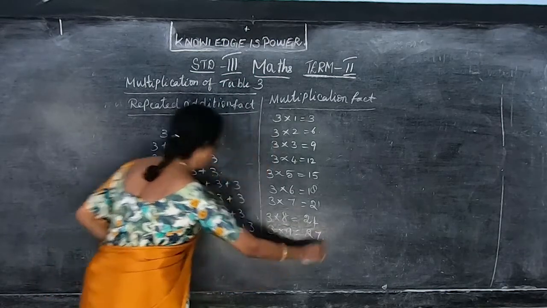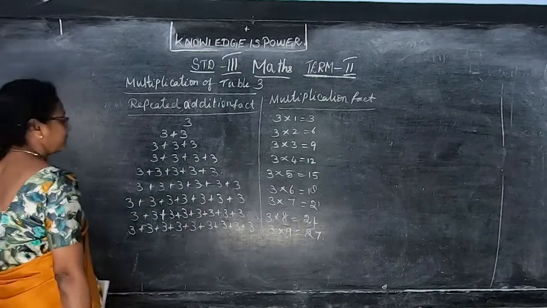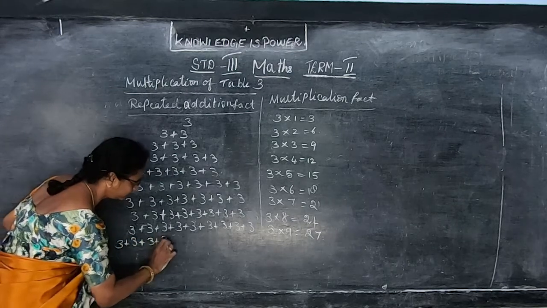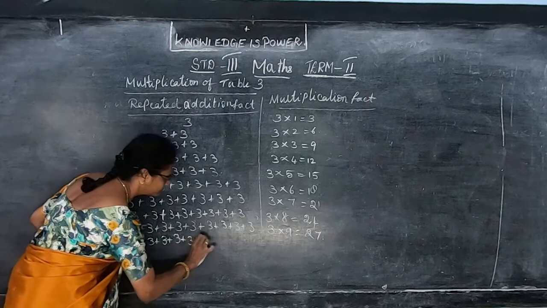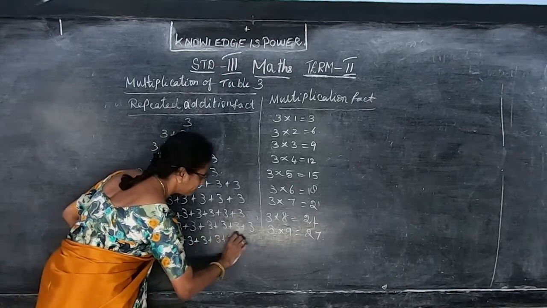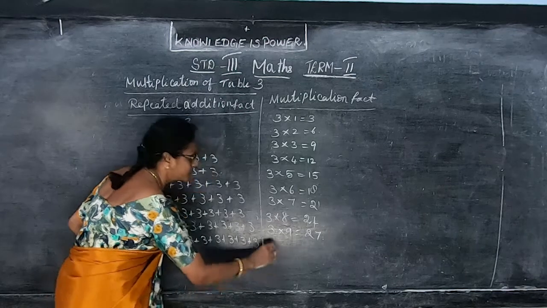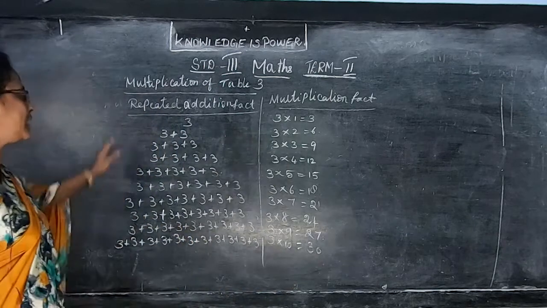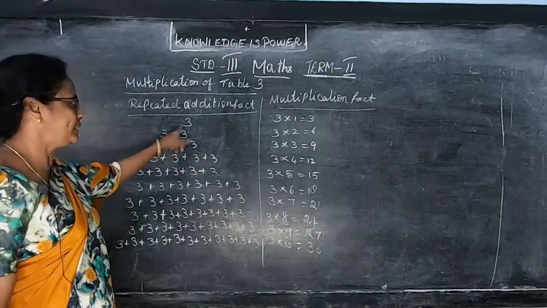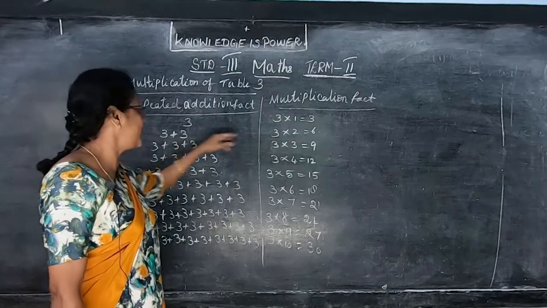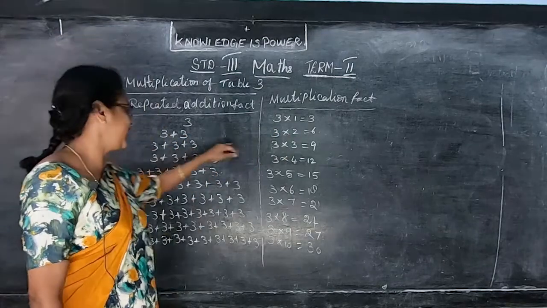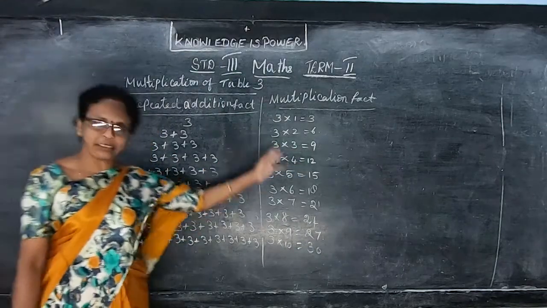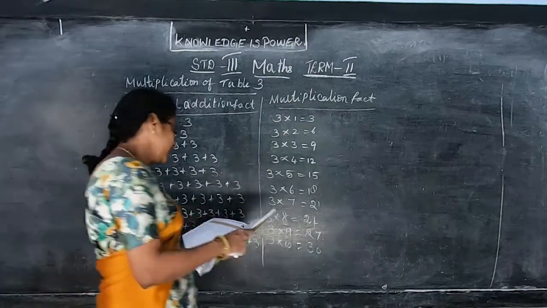This is the multiplication fact and this is the addition fact. And then 10 times. So that is 3 10s are 30. So this is the way of writing the addition fact and the multiplication fact. 1 3 means 3 1s are 3. 3 plus 3, 2 times, 3 2s are 6. 3 is there 3 times, so 3 3s are 9. So when you have to write the addition fact, put the plus sign. For multiplication fact, you have to put the multiplication sign.